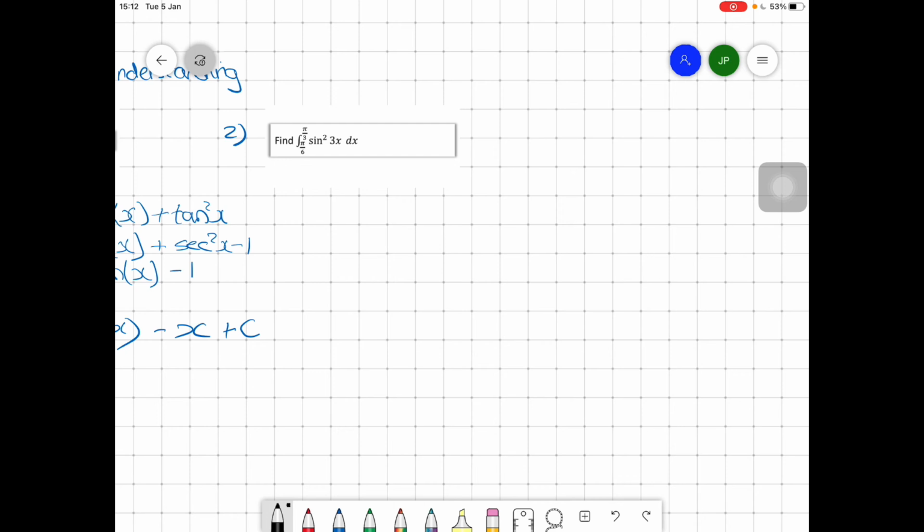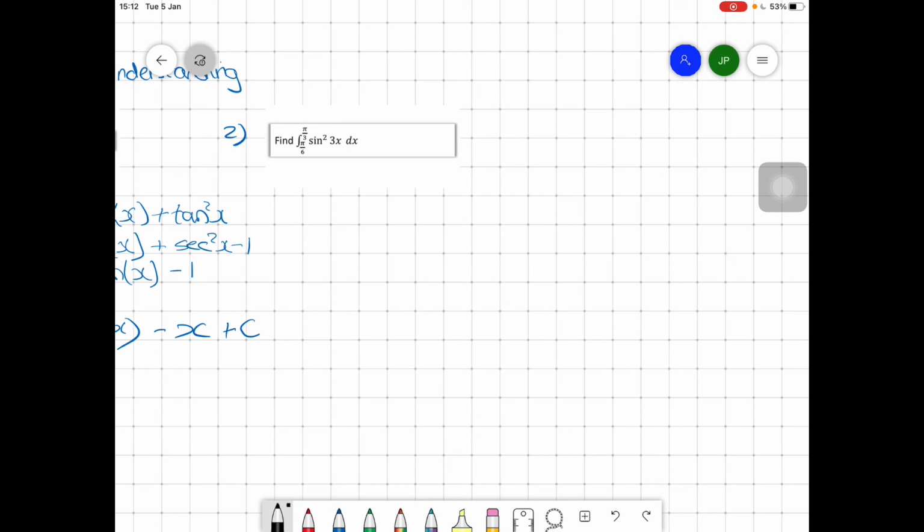Right, we've got sine squared 3x. Similar to the first example we looked at, the only difference is we've now got a 3x in there as well. We're going to follow the same idea. So I know sine squared of 3x. I want to change that into just a singular sine or a singular cos or sec squared or something I know how to integrate happily.